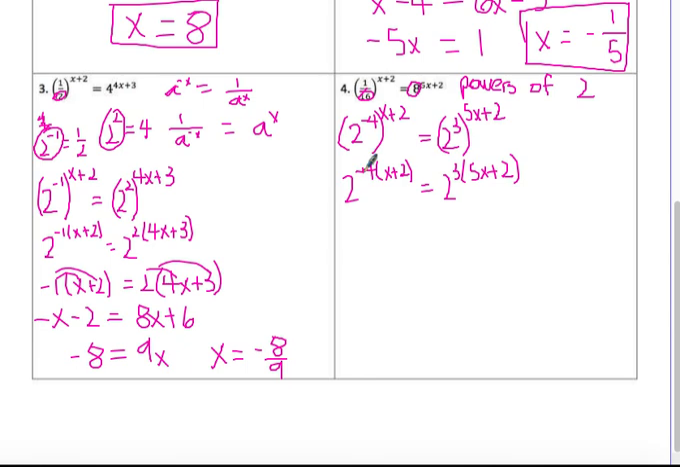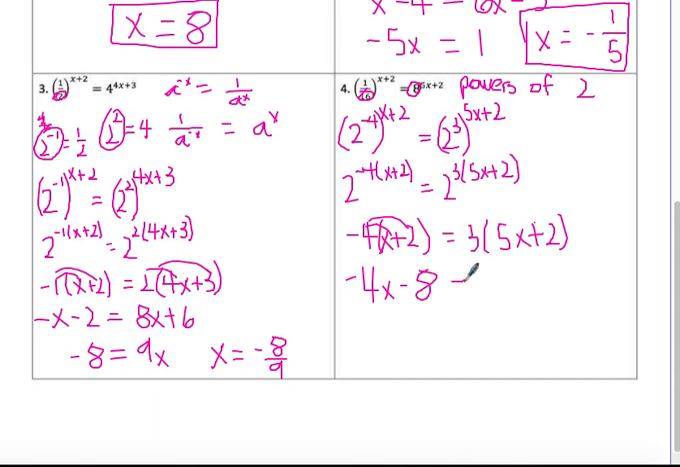So now I can set the exponents equal, now that the bases are the same. So negative 4 times x plus 2 equals 3 times 5x plus 2. And once again, a basic linear equation. I'm really hoping that I'm not making stupid mistakes, because I am too sick to go back and check these things. So 15x plus 6, probably.